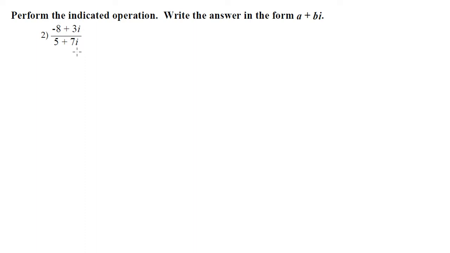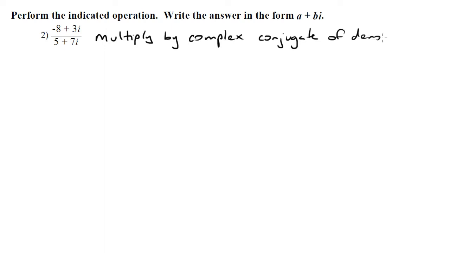The main idea here is this imaginary number, this complex number, we don't want that in our denominator. Just as if we had a radical in the denominator, we would have to rationalize. Here, we have to eliminate this imaginary number in my denominator. And we use the same approach as we would if we had a radical in that denominator. That approach: multiply by the complex conjugate of the denominator.